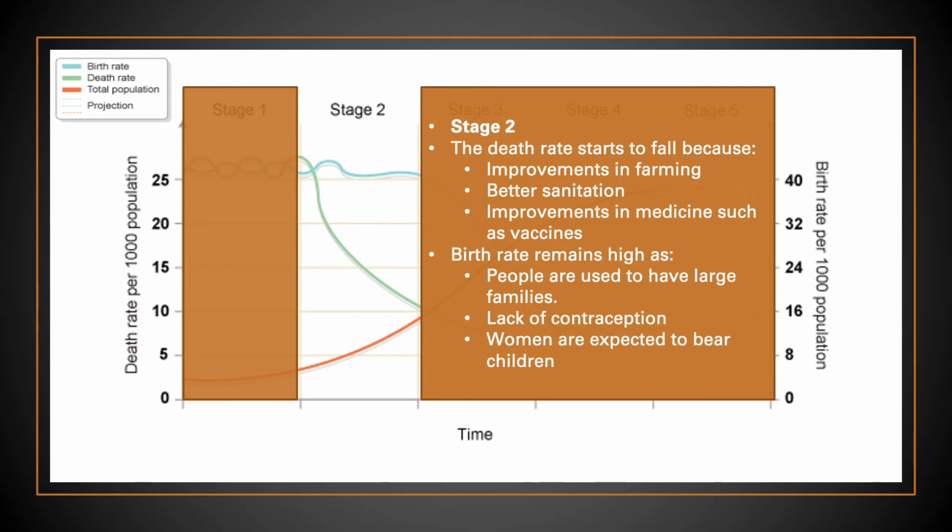The birth rate, however, remains high. People are used to having large families, there's no contraception, and women are expected to bear children in this sort of society. So some countries in Africa are in this stage of the demographic transition at the moment. And like I said, Britain, after about 1750, was in this kind of stage. Okay.